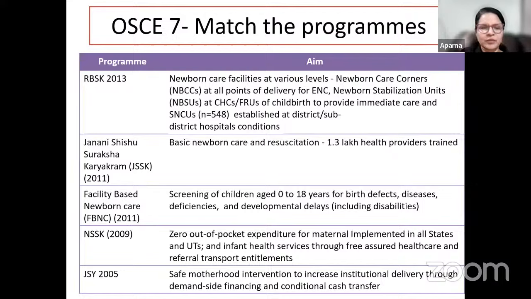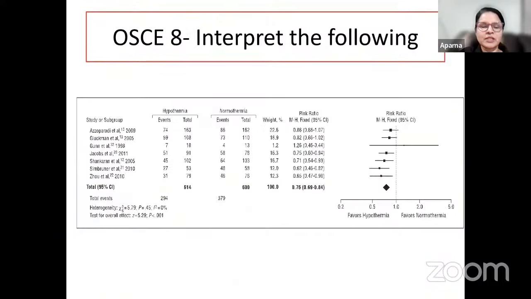So then you had facility-based care, which had divided the newborn care facilities into various levels like newborn care corners and newborn stabilization units, and then SNCUs were also established. And then Janani Suraksha, Shishu Suraksha Karyakram, which came up in 2011, started providing basic newborn and health resuscitation training. And later on, the RBSK program came in, which dealt with birth defects, diseases, deficiencies, and developmental delays, including disabilities.